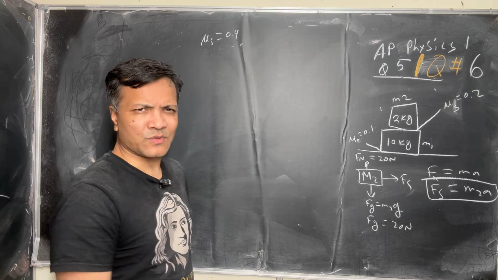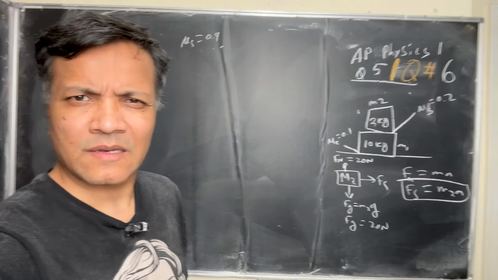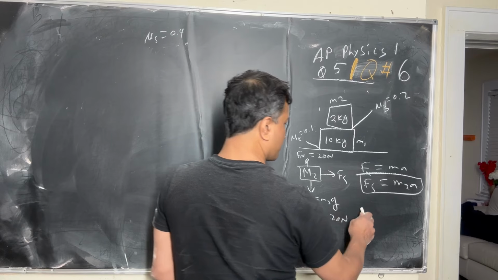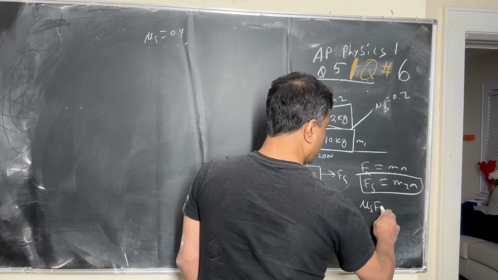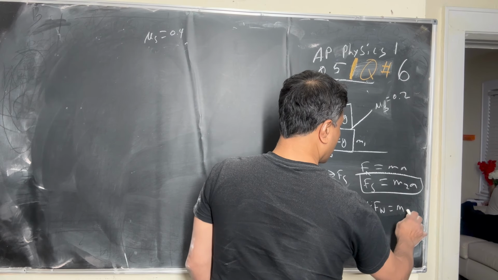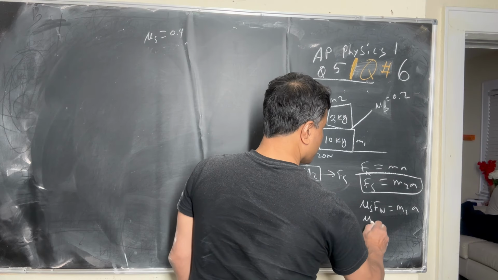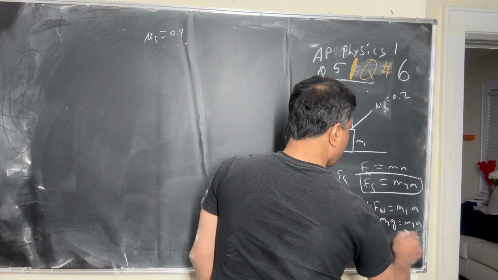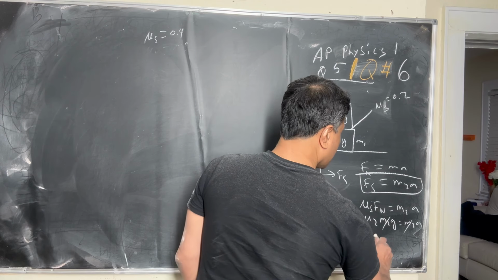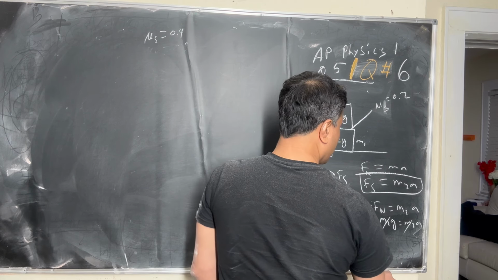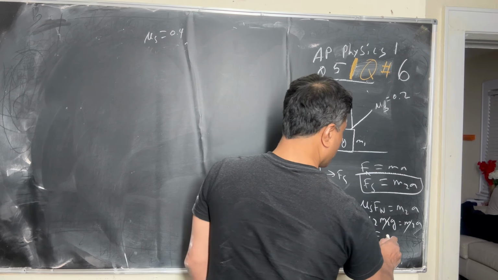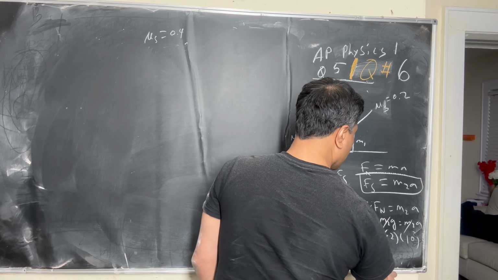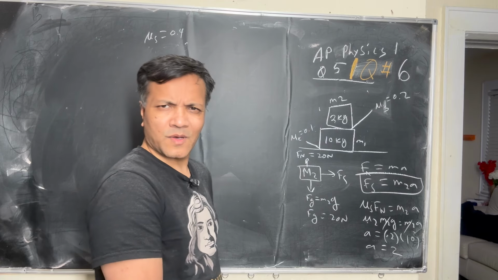Other thing you notice is that we can find acceleration over there. Let me remove the camera. How can we find the acceleration? Fs is mu s Fn, equal to M2a. Mu s M2g equals M2a. M2 cancels. Acceleration is mu s, which is 0.2, times g, which is 10. So acceleration is just 2. Wow, good number.